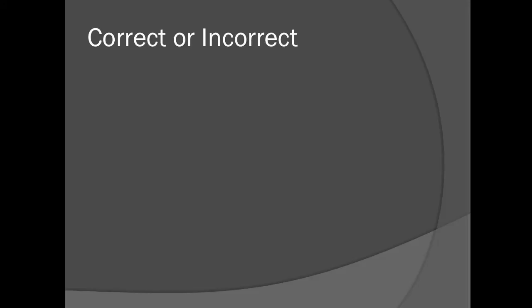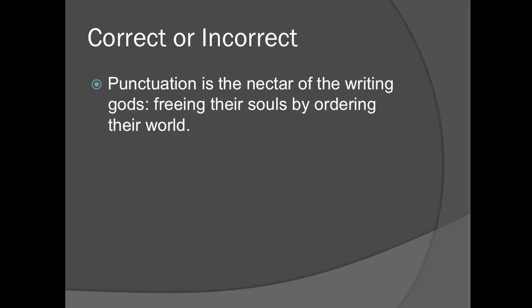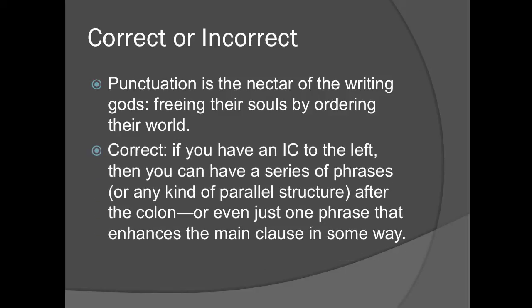Let's take one last look at a sample. "Punctuation is the nectar of the writing gods, freeing their souls by ordering their world." So take a second, figure out if this looks correct or incorrect, and then restart the video. This one's correct. It's got the independent clause to the left, "punctuation is," and then the present participle "freeing" sets up a nice little phrase, and it's okay to have phrases on the right side of a colon as long as you have an independent clause on the left side. So this is an example of a correct colon.